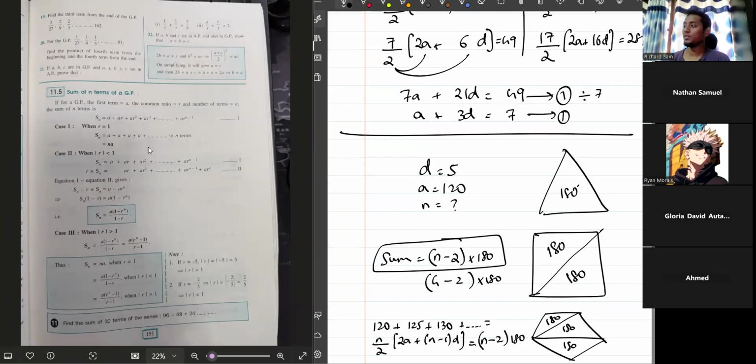Now for GP, you need to know how to solve indices very well. Indices, exponents. All the formulas for indices should be used very well over here.